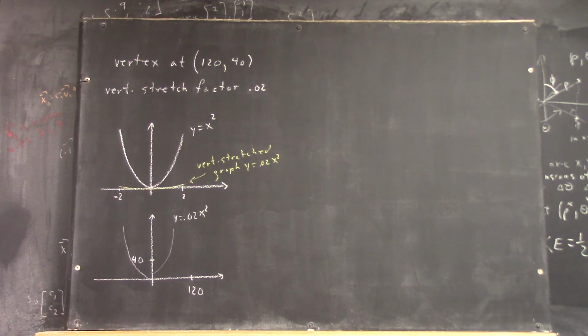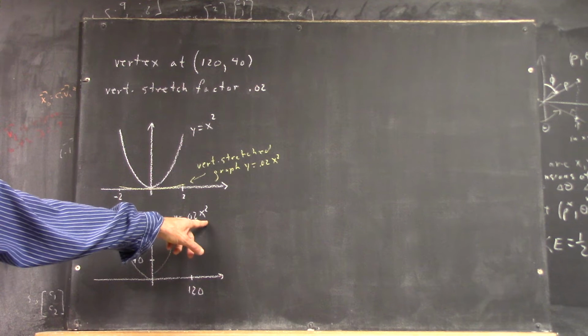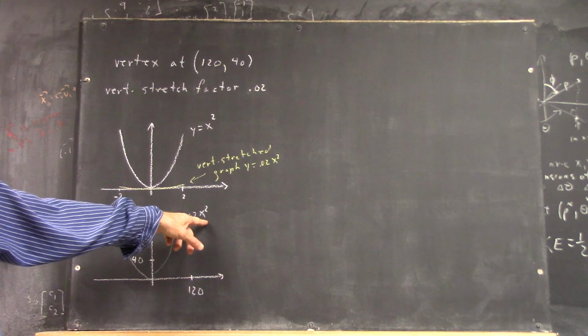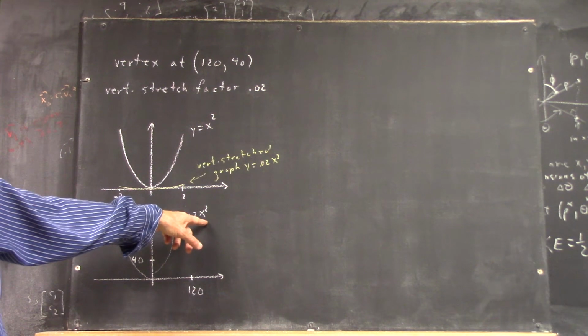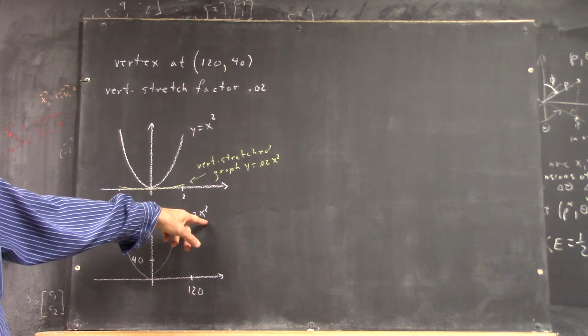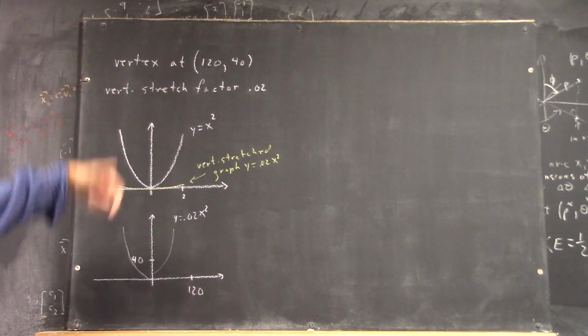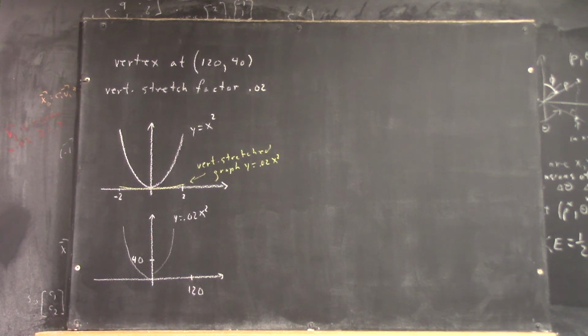What if x was 100? What's 100 squared? Well, it's 10,000. What's 0.02 times 10,000? 200, right? That's probably too big. Yeah, I mean, you might well get 200, right? Okay?